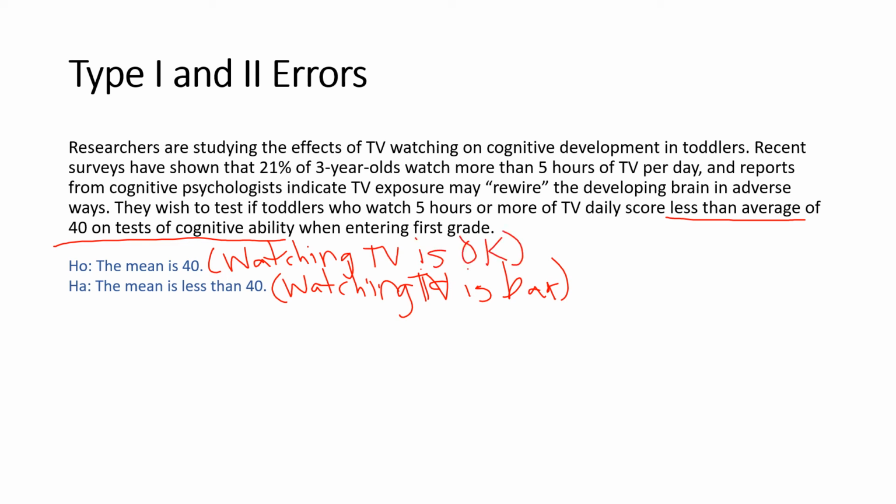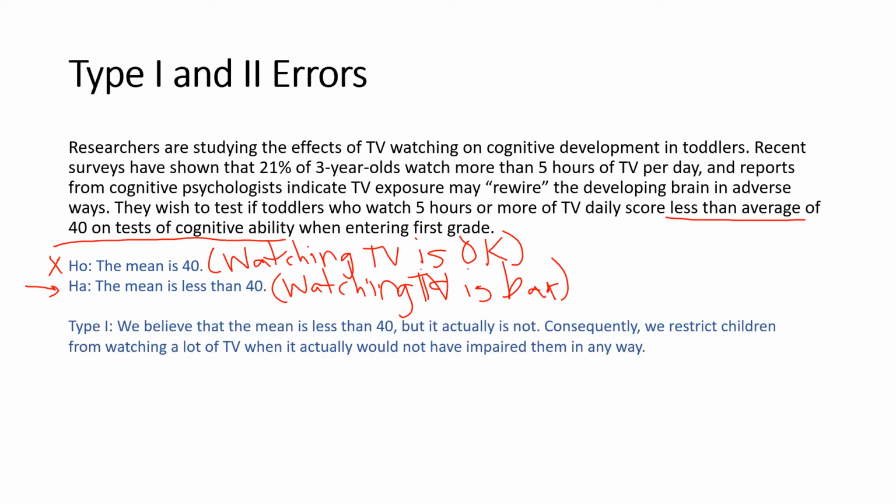Alright, so type 1 error. Type 1 error is when you reject the null hypothesis, but you shouldn't have because the null hypothesis was actually true. So if you reject the null hypothesis, that means you think that the mean is actually less than 40, but it's not. So if you think that watching TV is bad, then you're going to restrict children from watching a lot of TV when it wouldn't have actually impaired anything. So, what's the real consequence there? You don't let your kids watch TV, instead you make them go outside and play when they could have watched as much TV as they wanted and it wasn't going to hurt them in the long run. Okay, that's what type 1 would look like.